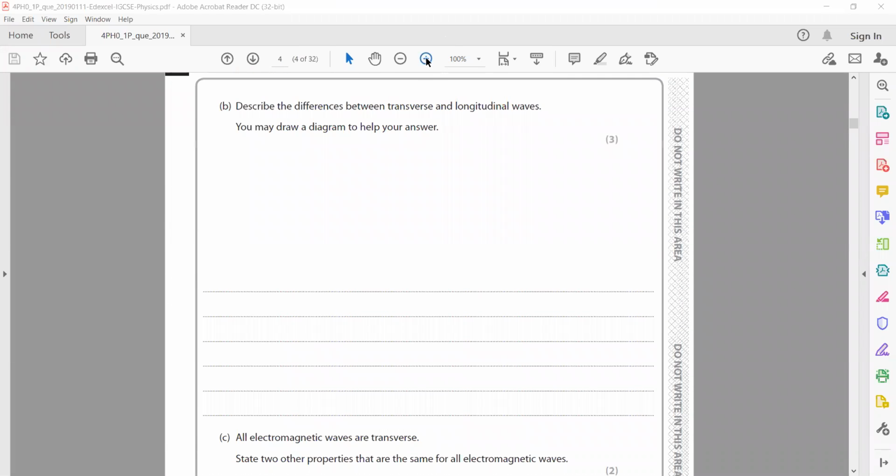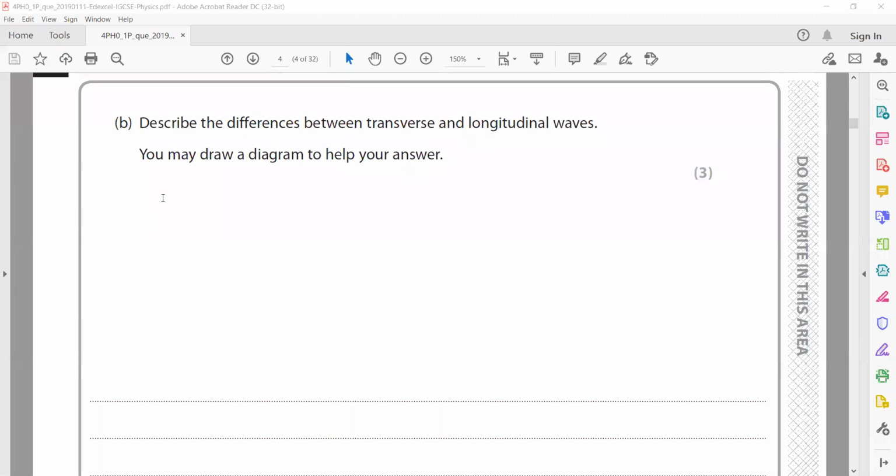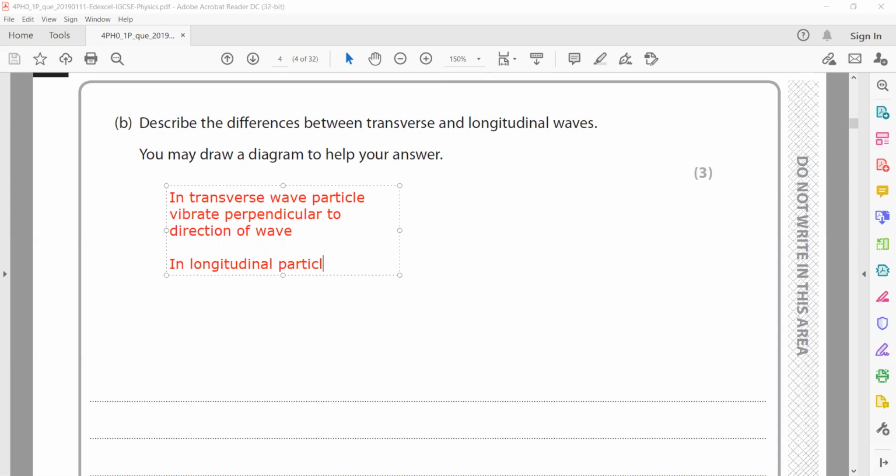Describe the difference between transverse and longitudinal wave. In a transverse wave, the particles vibrate perpendicular to the direction of the wave, and in a longitudinal wave, the particles vibrate parallel to the direction of the wave.